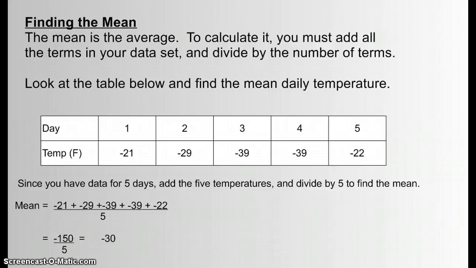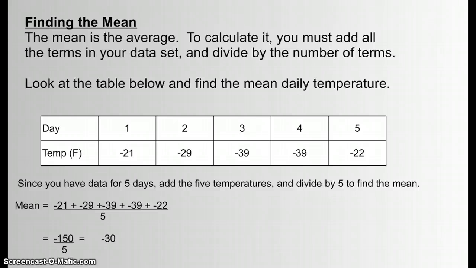So we're going to look at the table below, and we're going to find the mean daily temperature for this location. You can see we have data for 5 different days, and the temperatures are below the number of the day. Since you have the data for 5 days, to find the mean, you're going to add the 5 temperatures and divide by 5, the number of days data that you have.